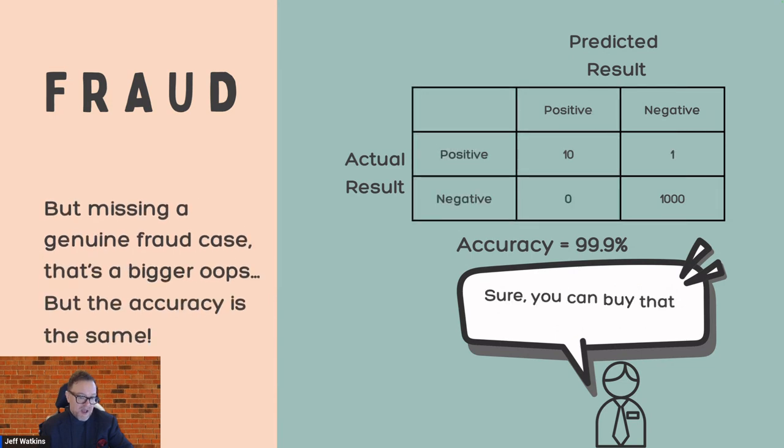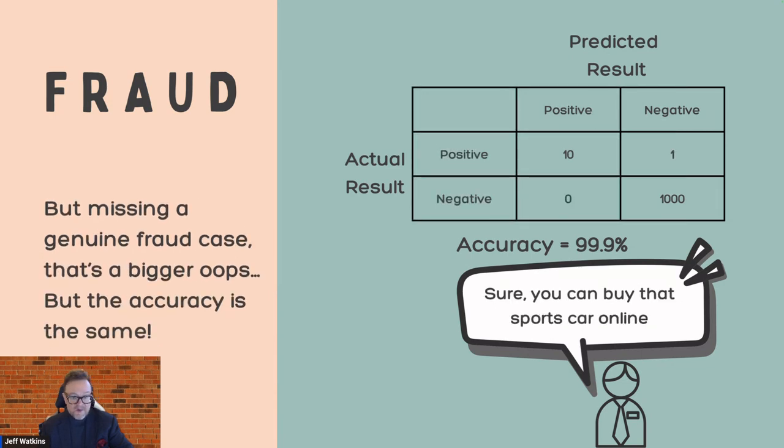Whoops. However, if we instead have a false negative, we let a fraudulent transaction go through, it's a bigger problem to clean up. Our accuracy doesn't change, though. One wrong in 1,011 classifications. Only if you look at it another way, that's 11 positives, one of which is misclassified, and that's proportionally much worse.